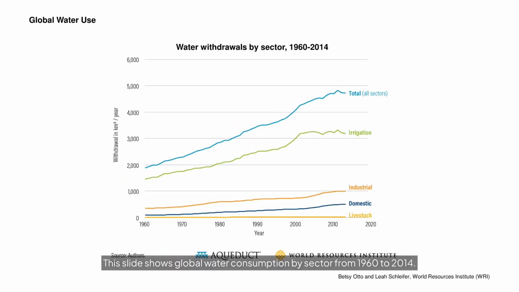This slide shows global water consumption by sector from 1960 to 2014. The x-axis represents the timeline, and the y-axis shows water withdrawals in cubic kilometers per year. The total global consumption is shown in a blue line and is composed of irrigation, green, industrial use, orange, and domestic water demand, blue. In the graph, we see a rapid increase from 1960 to the late 1990s, which resulted from the advancement in agriculture, irrigation, industrial usage, and municipal demands.